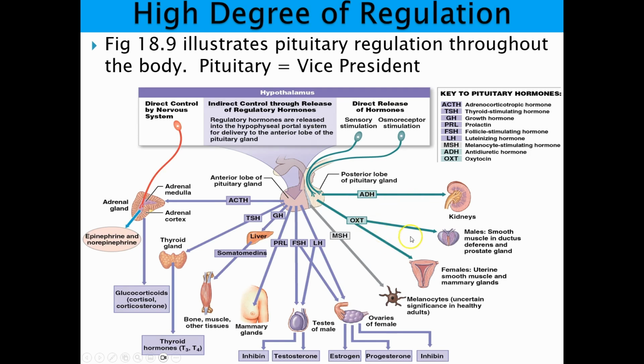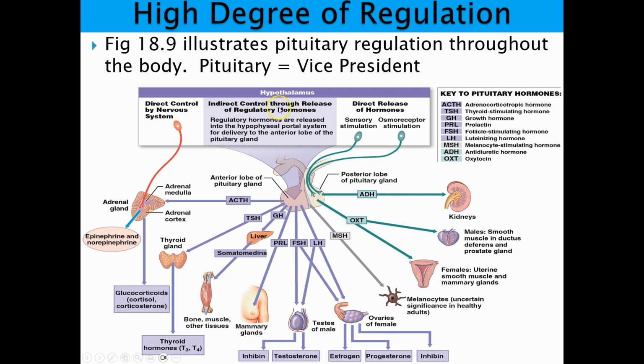ADH, do you know what it does? Do you know what oxytocin does? All right, LH, FSH, prolactin, growth hormone, thyroid stimulating hormone, and adrenocorticotropic hormone. All those hormones were discussed at this point. This figure should start making more and more sense. I would encourage you to review it, spend a lot of time here.